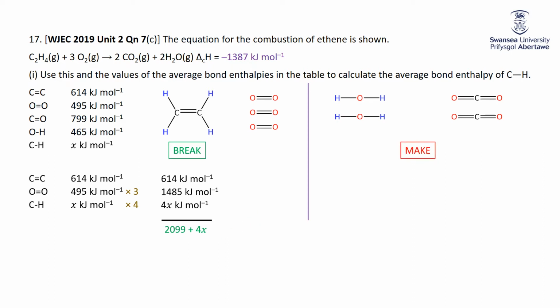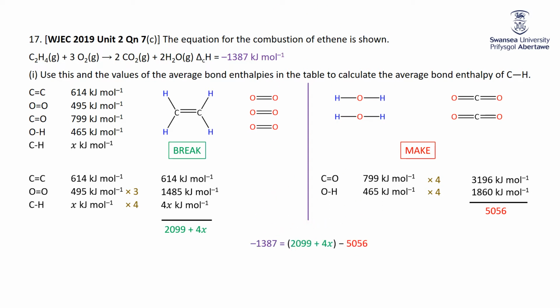Let's go over to the made side. We made some C double bond O's, which is 799. We made 4 of those. We also made some OHs, which are worth 465. And again, we made 1, 2, 3, 4 of those. So put all that together after adding it up, and we get a total of 5056 kilojoules from the making.